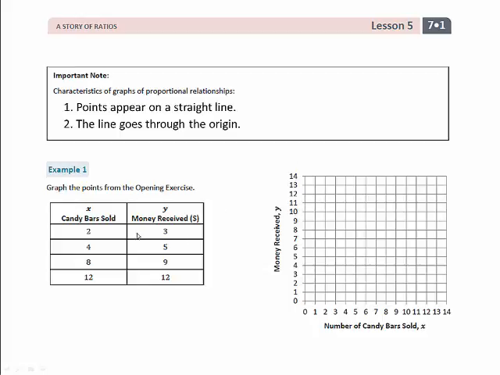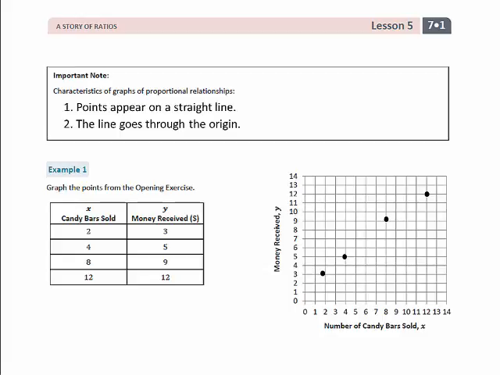In example 1, we're going to plot the points that go with the candy bars sold to the money received. The first point we're going to plot is 2, 3. We went over 2 units in the x direction, this is the number of candy bars sold, and 3 units in the y direction, the money received. So this person sold 2 candy bars and received $3. The next point is 4, 5. The third point is 8 candy bars for $9. And the fourth point is 12 candy bars for $12.